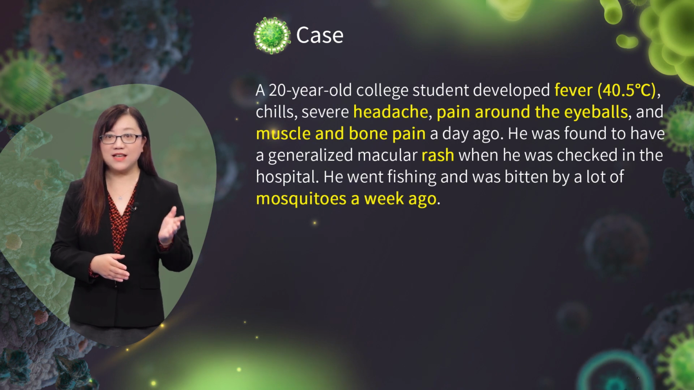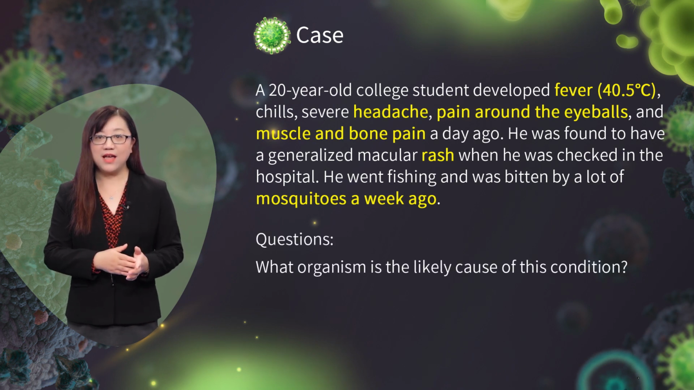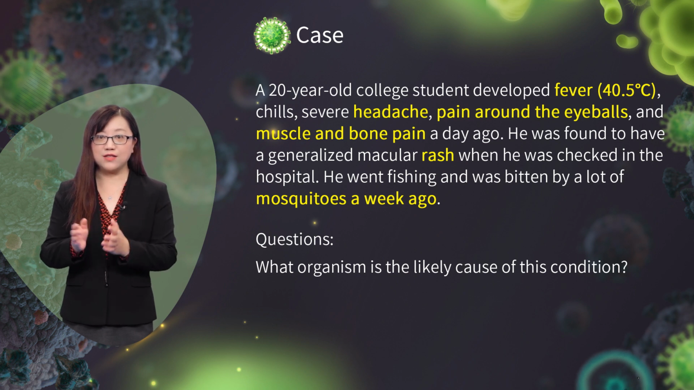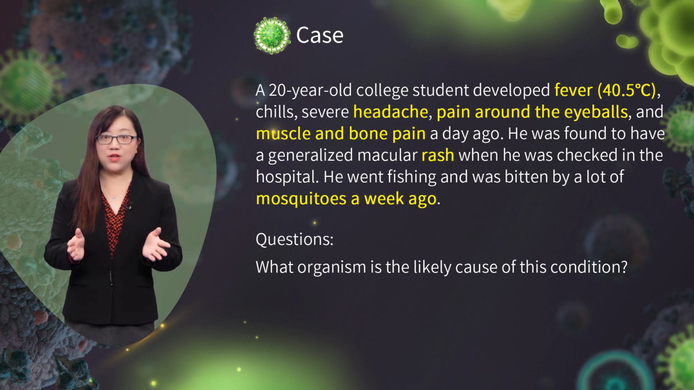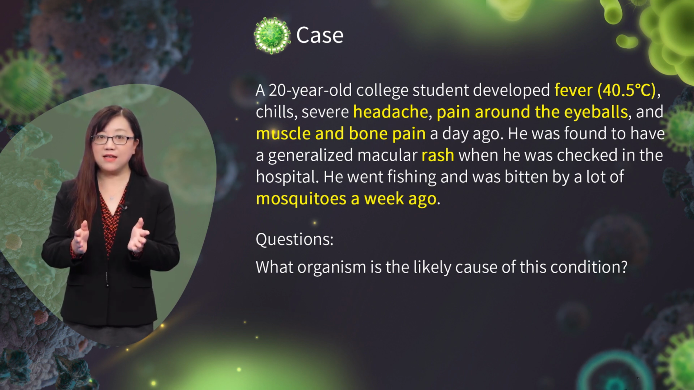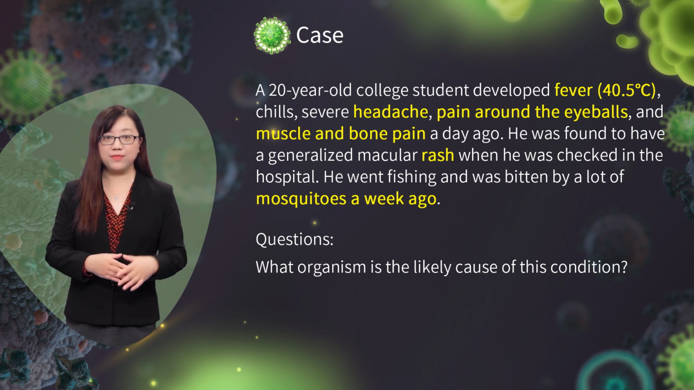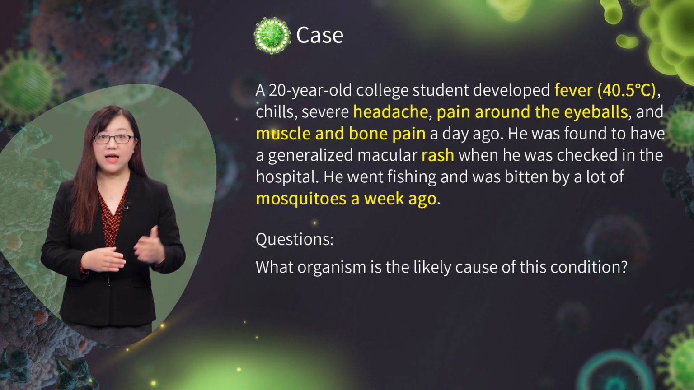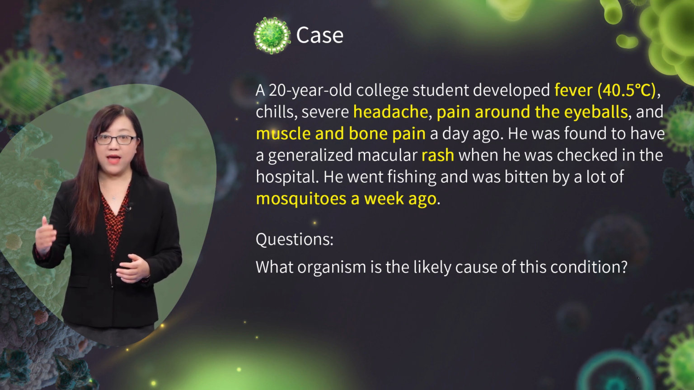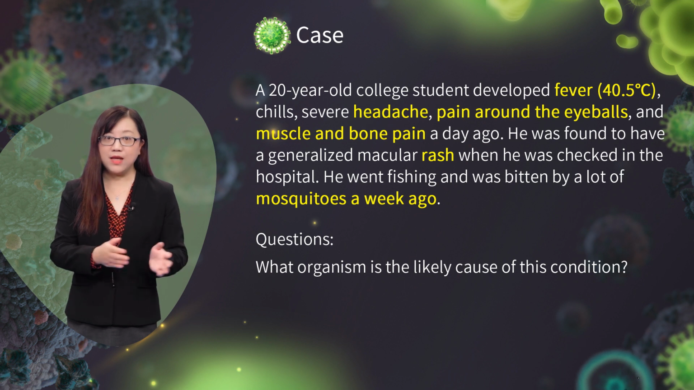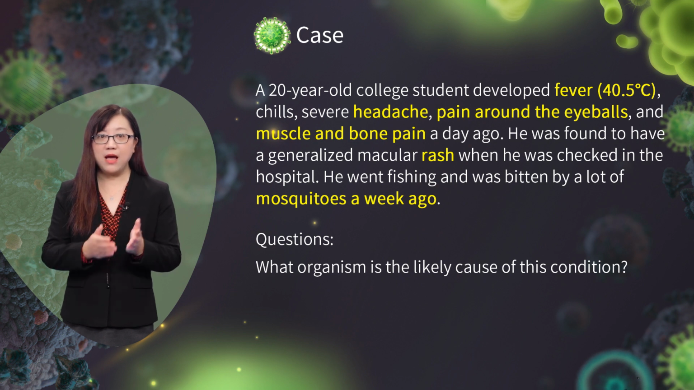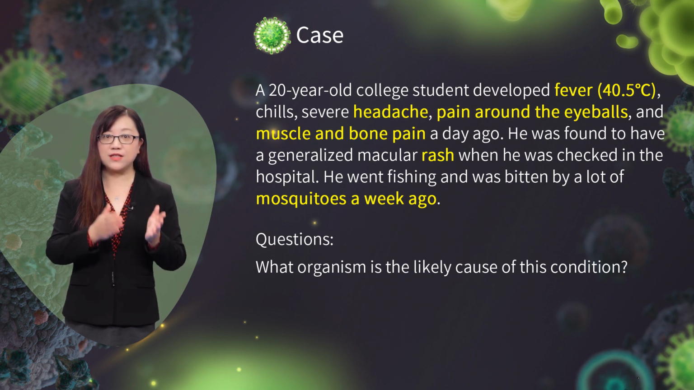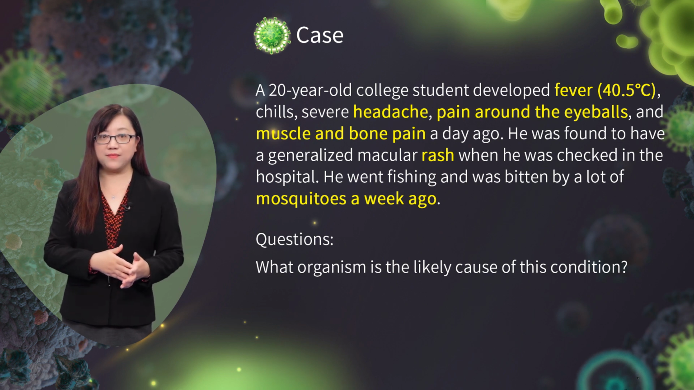Now, let's see the case again. What organism is the likely cause of our college student's condition? The most likely cause is dengue virus. The preliminary diagnosis is based on the symptoms, the signs, and the history: high fever, headache, pain around eyeballs, muscle and bone pain, and rash, and bitten by mosquitoes a week ago. The infection can be confirmed by the detection of dengue virus-specific IgM antibody.